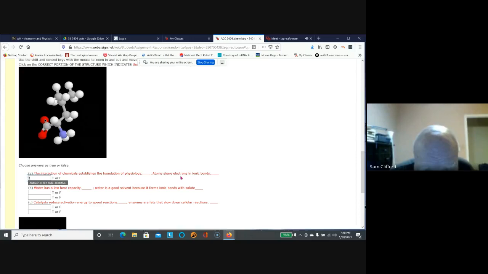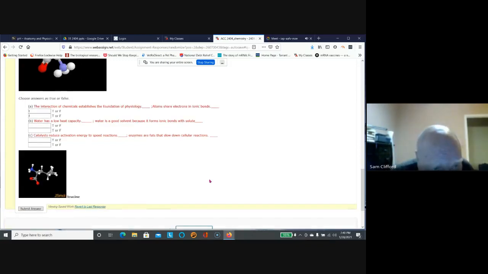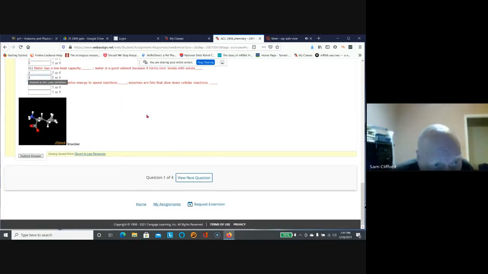The interaction of chemicals establishes the foundation of physiology. True. Atoms share electrons with ionic bonds? No, they lose or gain electrons with ionic bonds. Water has a low heat capacity? No, it has a high heat capacity. That's false. Water is a good solvent because it forms hydrogen bonds? That's also false. So we hit false again there. And catalysts reduce activation energy. We just said that's true. And enzymes are fats that slow down? Enzymes are proteins that speed up chemical reactions, so that's false.